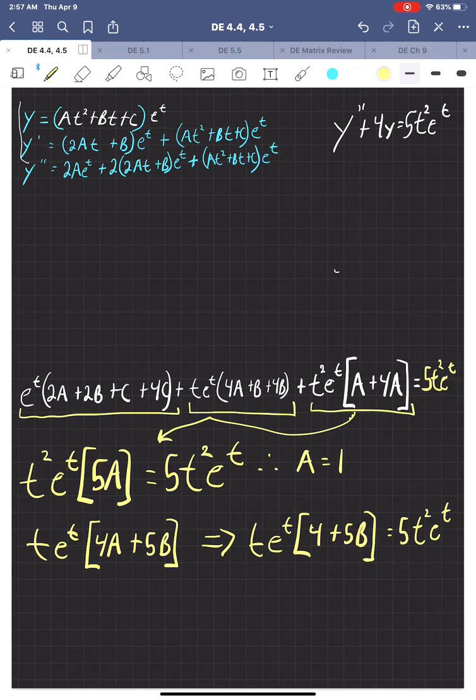Let me do this just for the sake of time. Let me get you to the result. So in this case, a would equal 1, b would equal negative 4/5, and c would equal negative 2/25. So that is the answer.